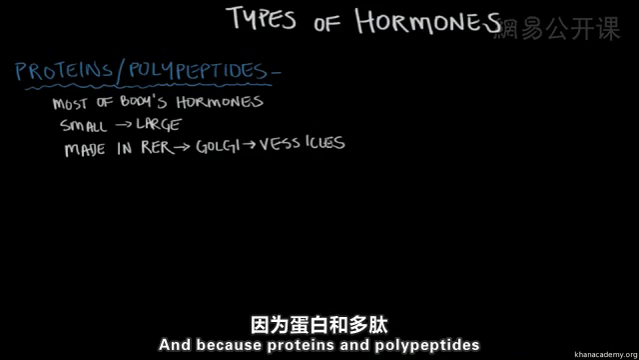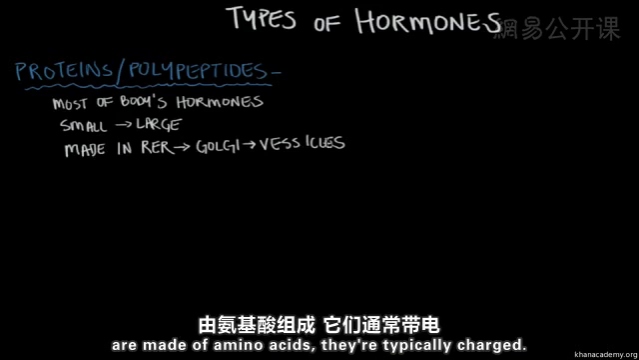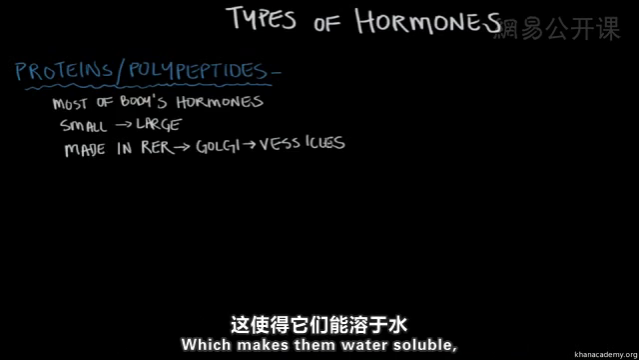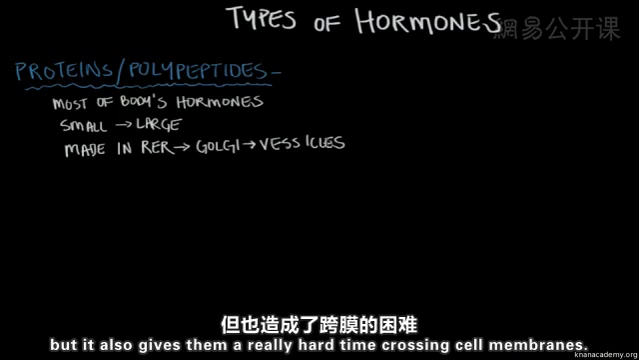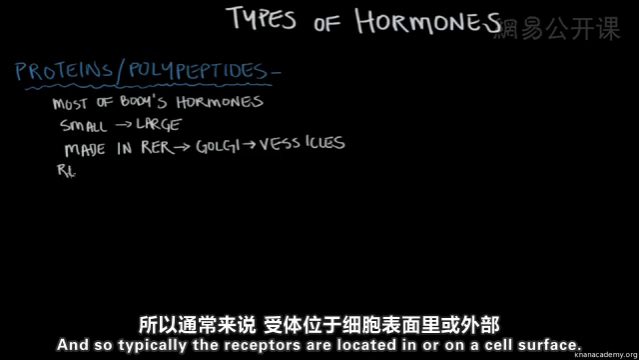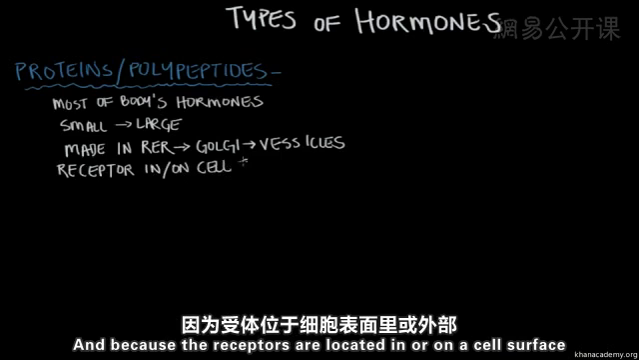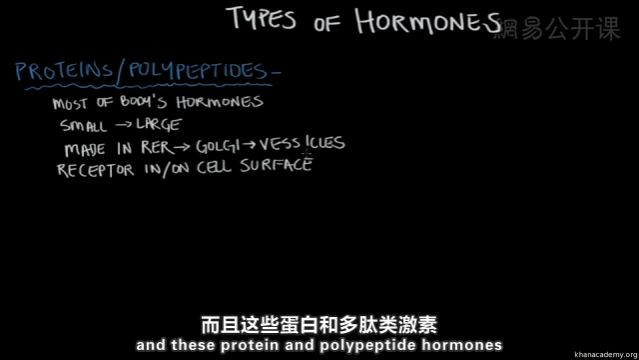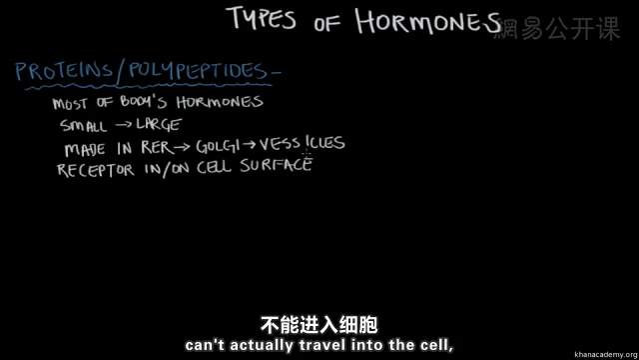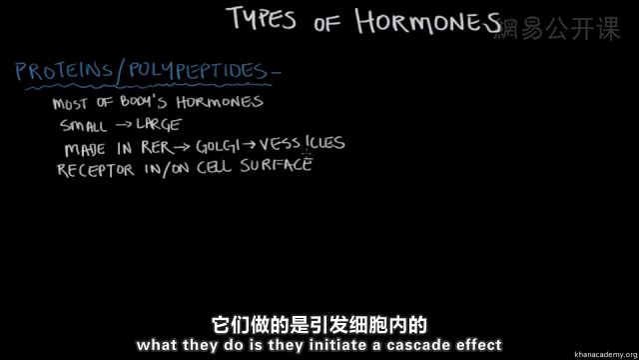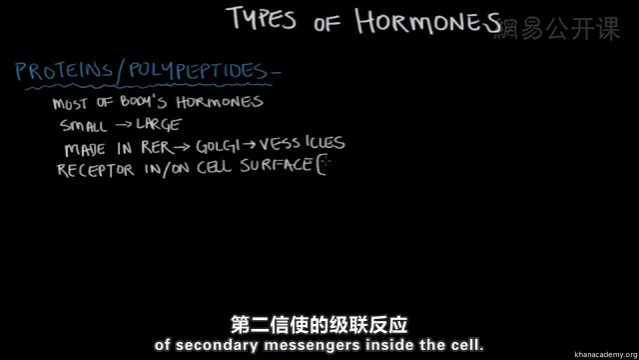And because proteins and polypeptides are made of amino acids, they're typically charged, which makes them water soluble, but it also gives them a really hard time crossing cell membranes. And so typically their receptors are located in or on a cell surface. And because the receptors are located in or on a cell surface, and these protein and polypeptide hormones can't actually travel into the cell, what they do is they initiate a cascade effect of secondary messengers inside the cell.